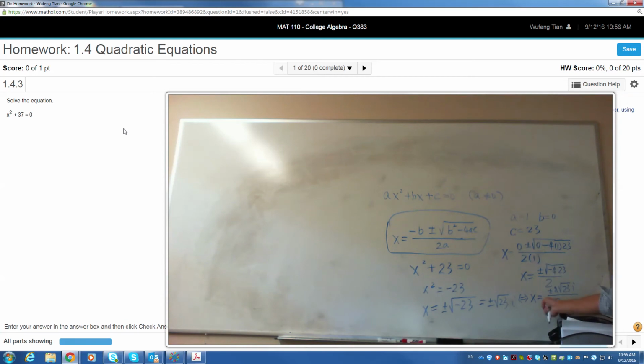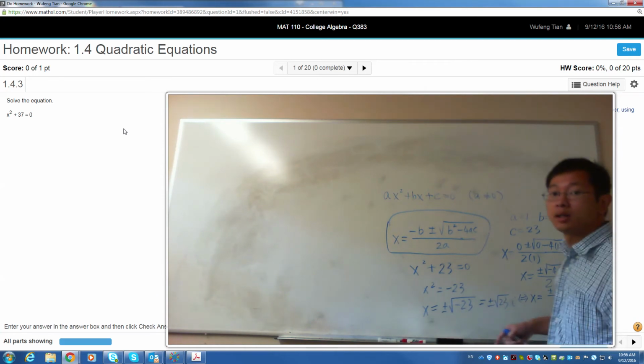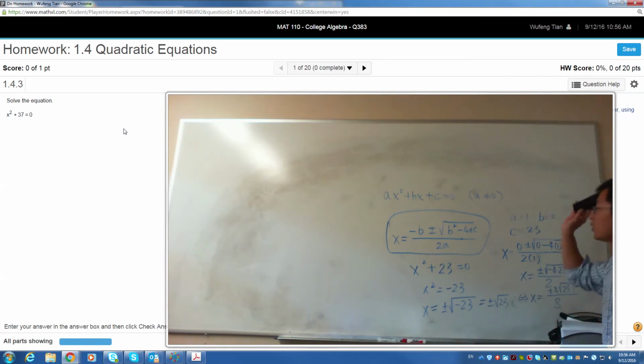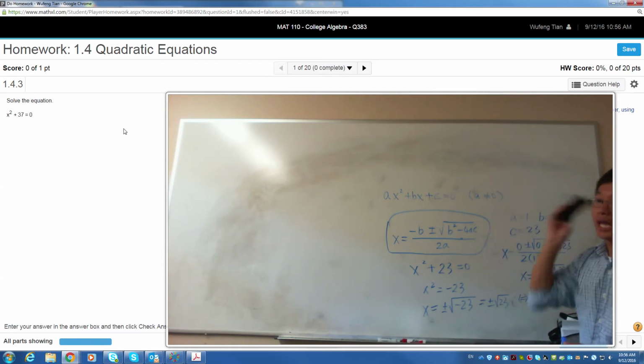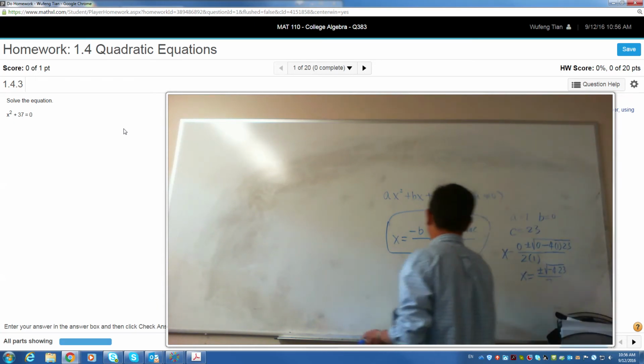Okay? If you use the formula, you get exactly the same thing, the square root of 23i. So the answer here is positive negative square root of 23i. You know that, okay? So you can always use the quadratic formula for any quadratic equation. Let's look at another one of your homework.